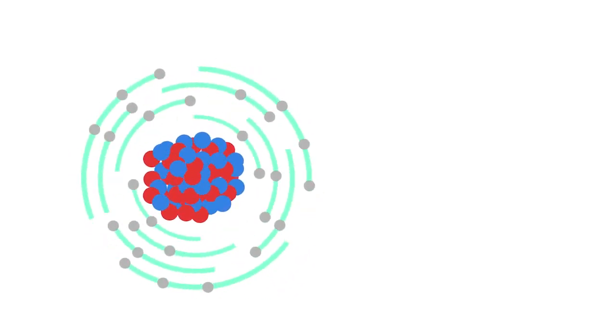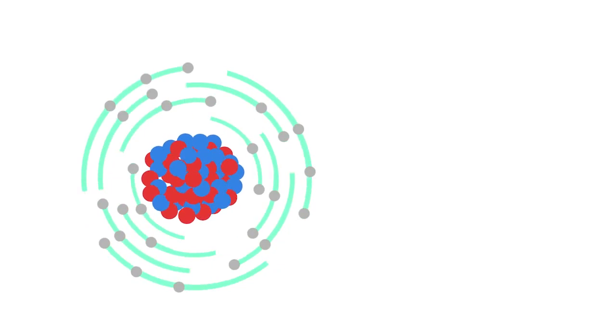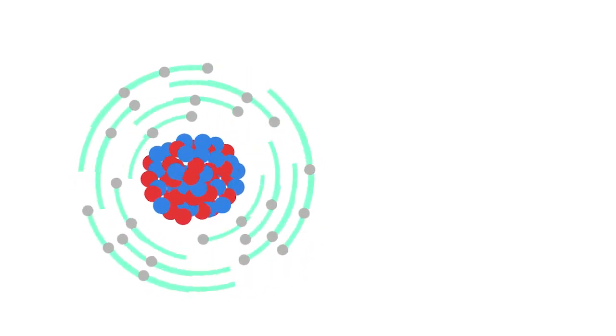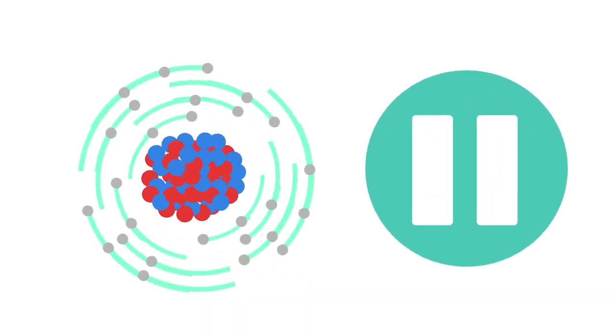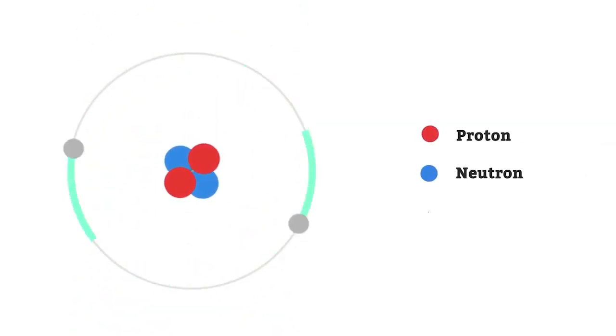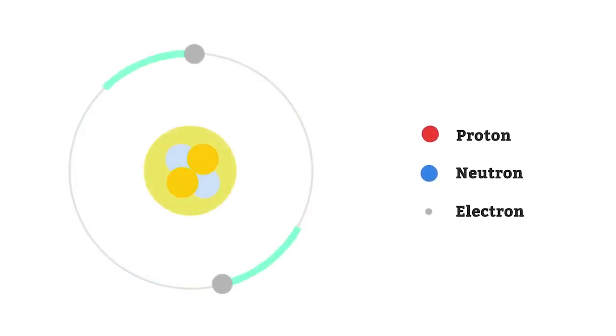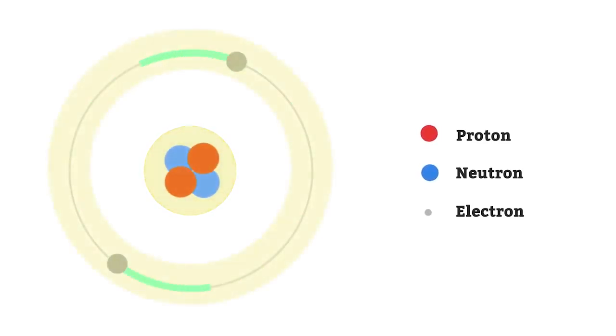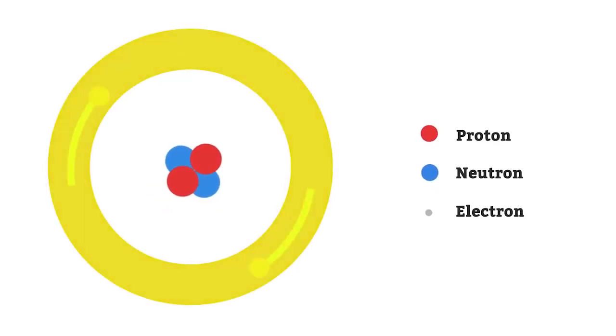This is because atoms are made up of smaller particles. What are the names of these particles? Pause the video for a moment while you think. Atoms are made up of protons, neutrons, and electrons. Protons and neutrons sit in a small central nucleus, while electrons orbit around the outside.